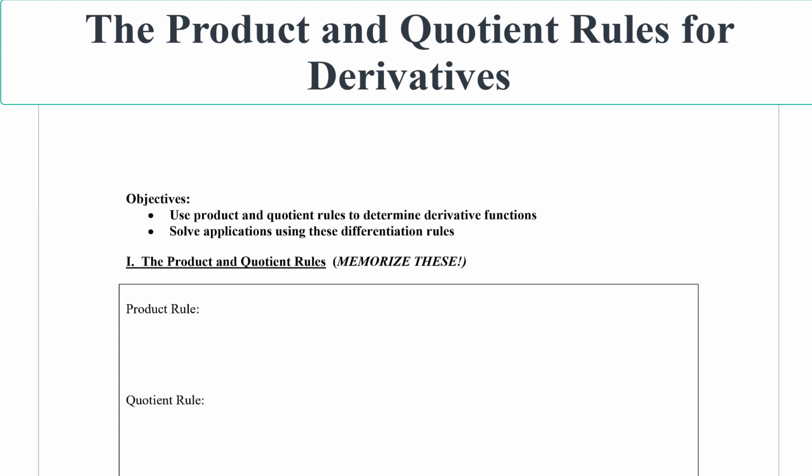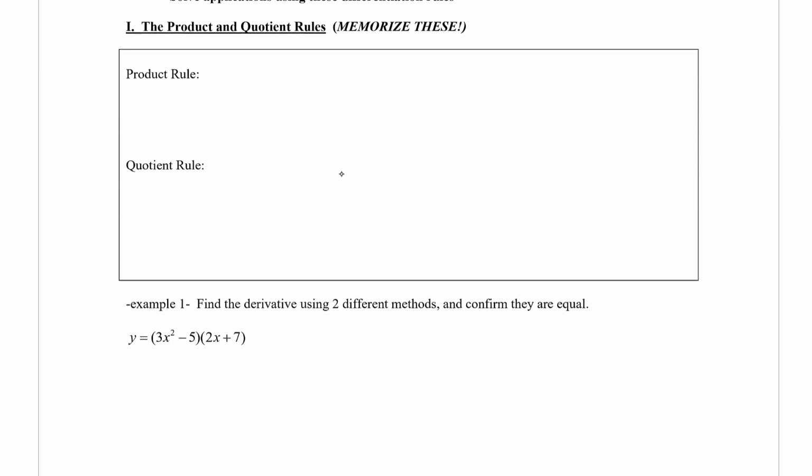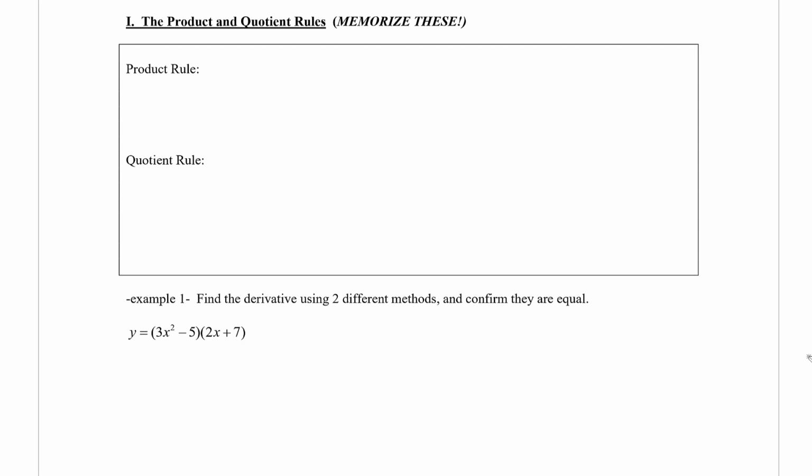Objectives. Use product and quotient rules to determine derivative functions. Solve applications using these differentiation rules. 1. The product and quotient rules. These rules are very important and we should memorize these.